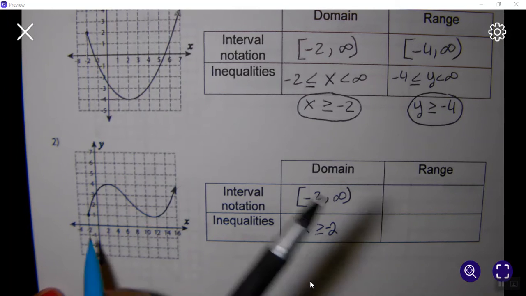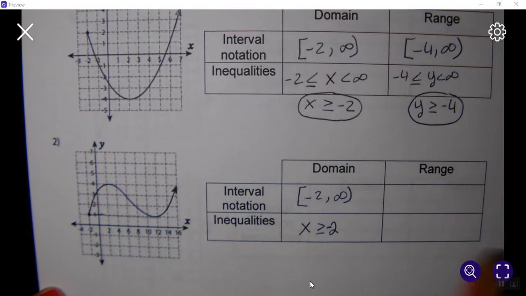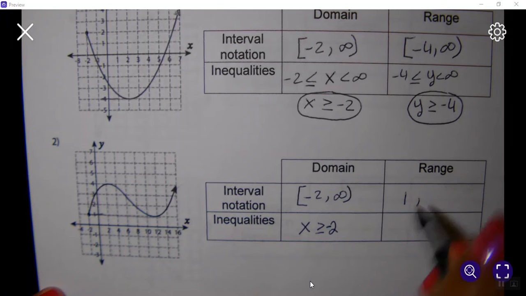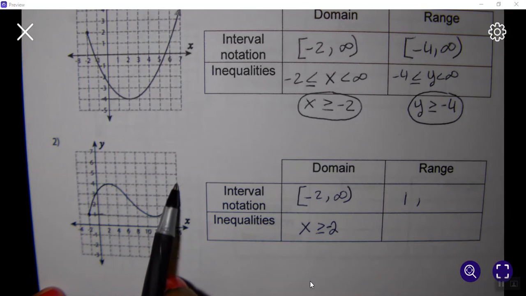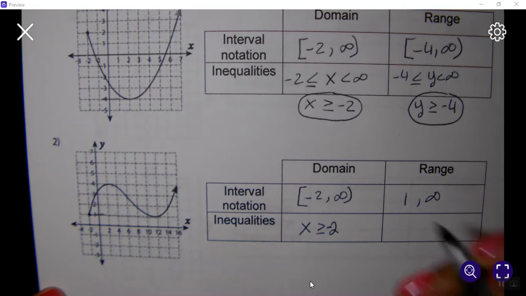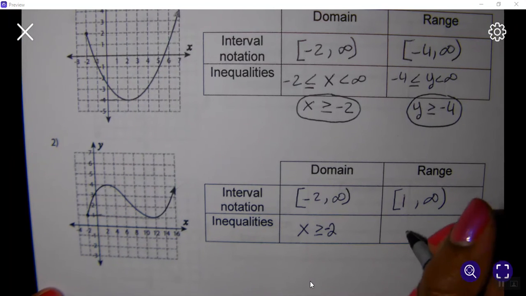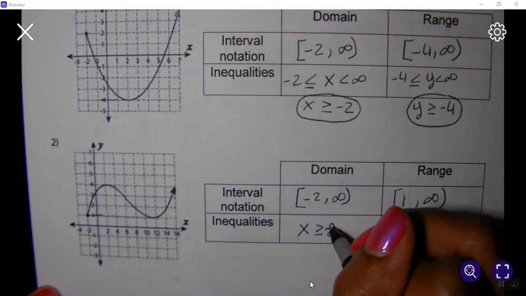Range. The lowest point here is at 1, right there. And it's not really stopping at 4, because of the arrow, it keeps on going. So it's actually at infinity. I'm going to include the 1. And infinity is always open. So we can say that the range is everything greater or equal to 1.